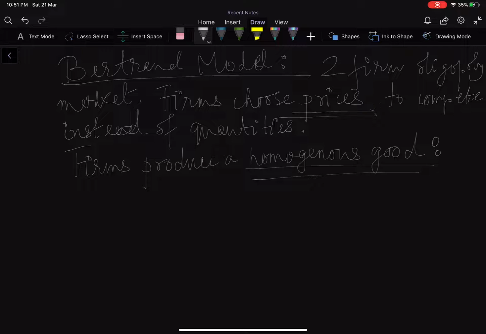So firms' outputs are perfect substitutes.